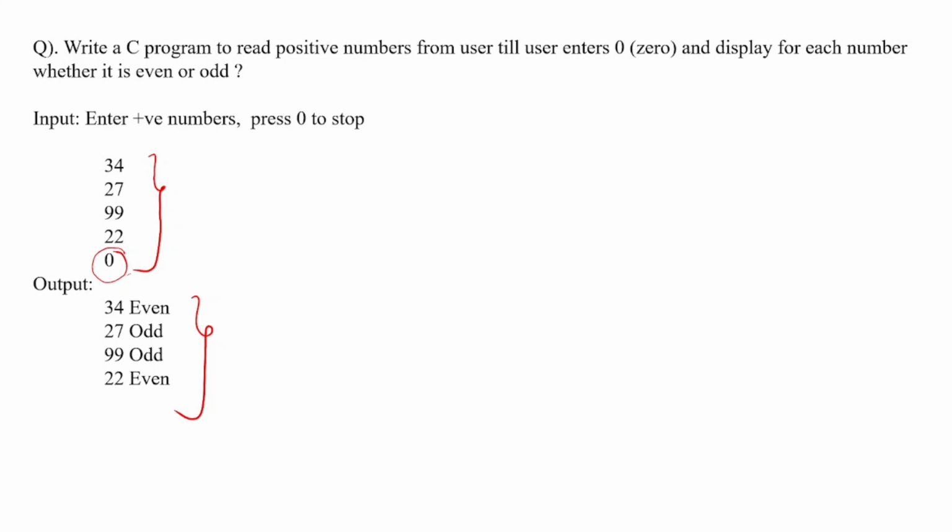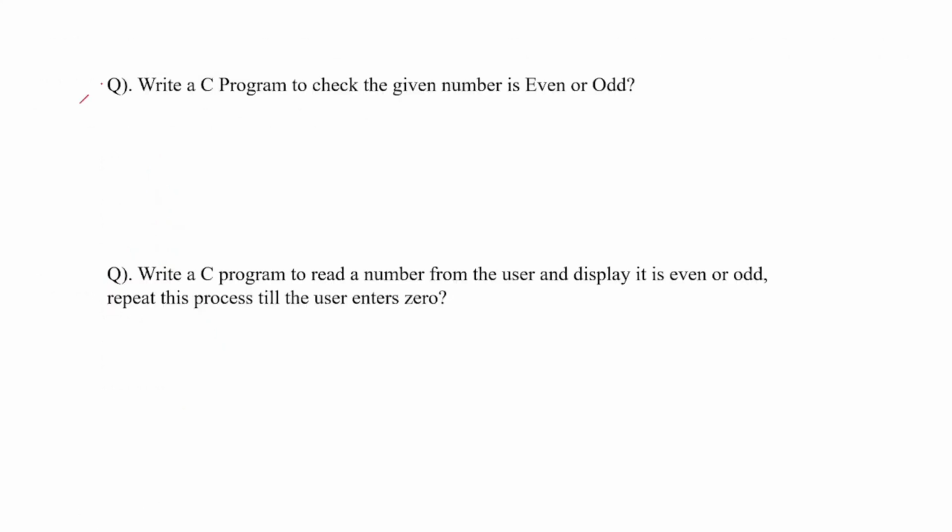Okay. Before discussing this question, see two more questions. See, write a C program to check the given number is even or odd. This is a very simple basic program. What will be the condition? Suppose the entered number is n. n modulo 2 equal to 0. This is the condition.